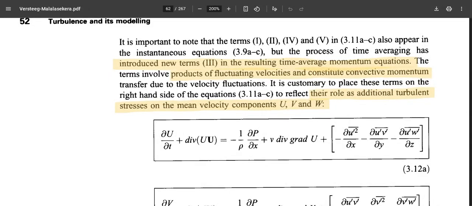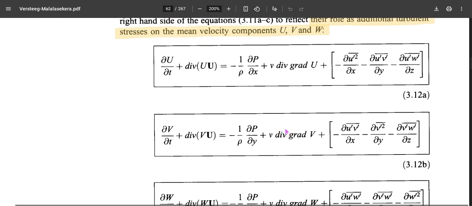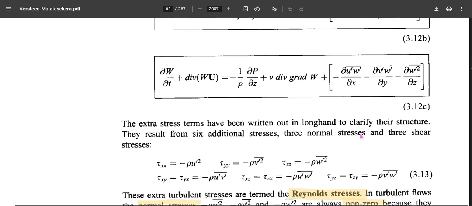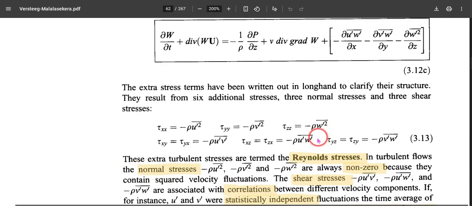Hi all. In the previous video about turbulence modeling, we saw how we derive Reynolds equations from the time averaging of Navier-Stokes equations. So we ended up with extra terms appearing in the right hand side. These expressions are termed as Reynolds stresses, and we face a problem of how to close these Reynolds stresses. How do we model these Reynolds stresses?